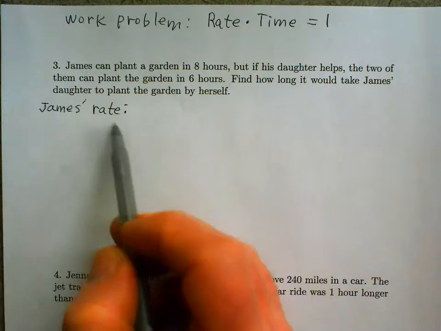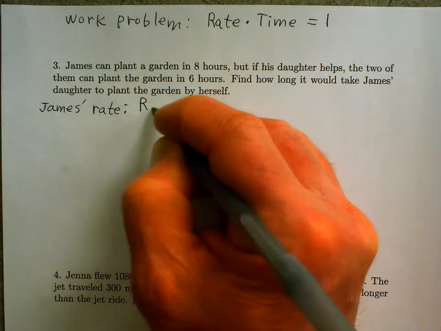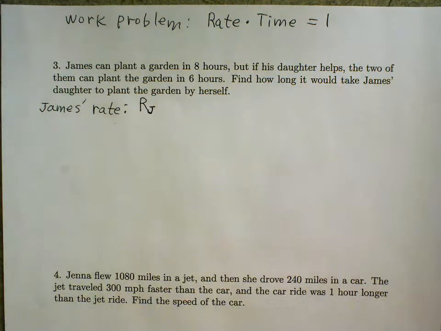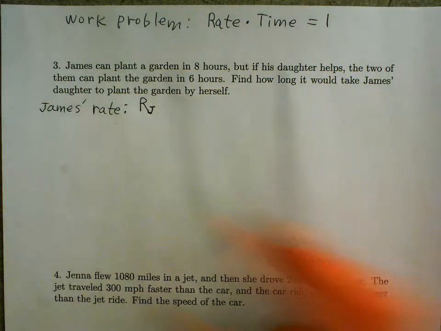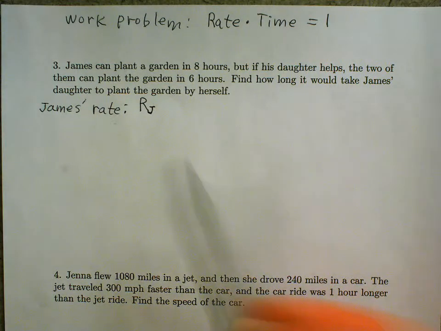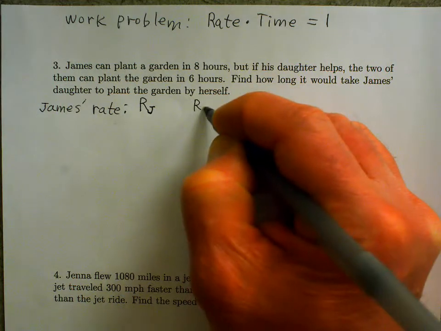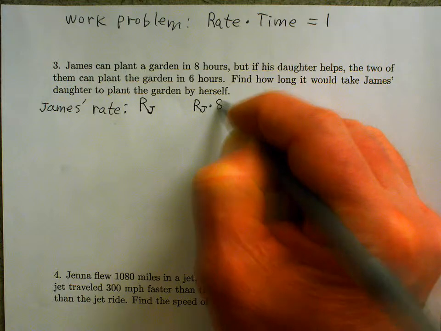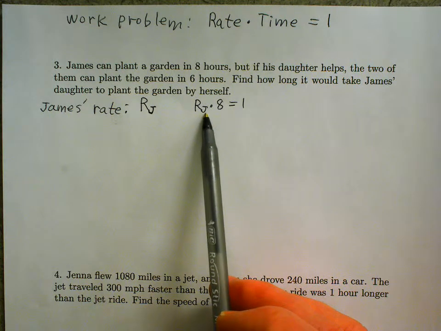So for James's rate, I'm going to use capital R sub J to represent James's rate. And in the first part of the first sentence, we're told that in 8 hours, James can plant a garden. So James's rate times 8 hours equals 1. This equation represents that James can plant a garden in 8 hours.